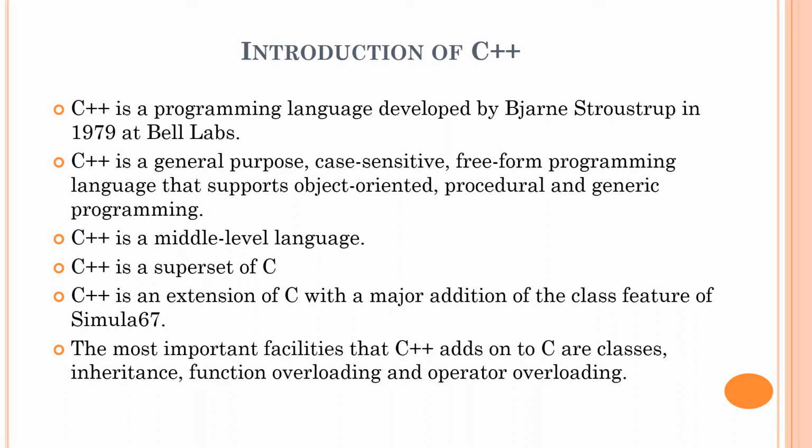Introduction of C++. C++ is a programming language developed by Bjarne Stroustrup in 1979 at Bell Labs. C++ is a general purpose, case sensitive, free form programming language that supports object oriented, procedural and generic programming. General purpose means using C++ a wide variety of problems can be solved. Case sensitive means C++ treats uppercase alphabets and lowercase alphabets as different.